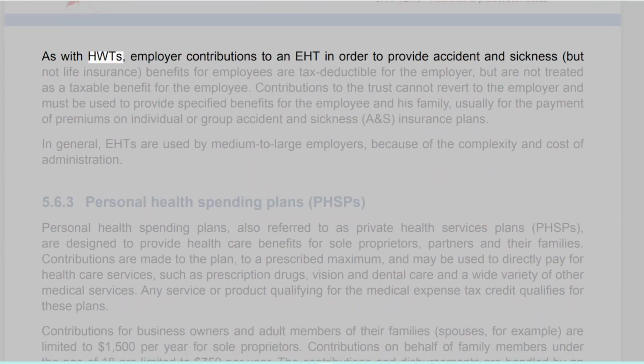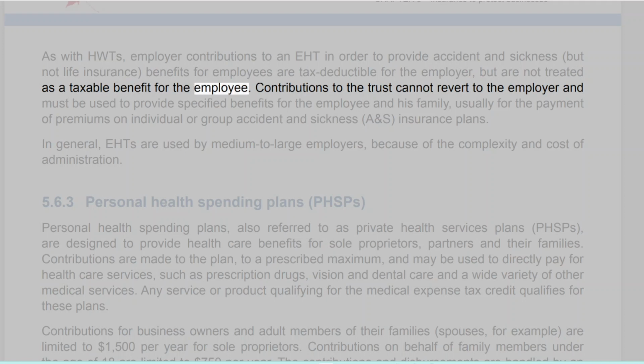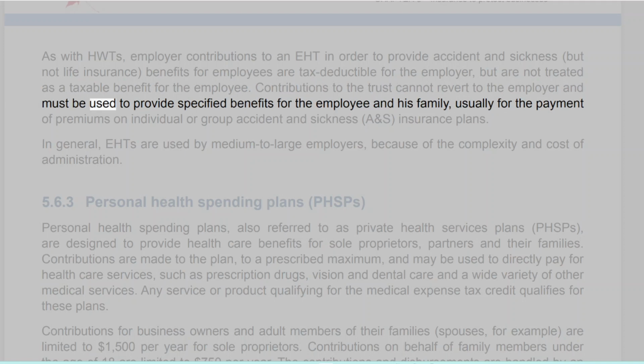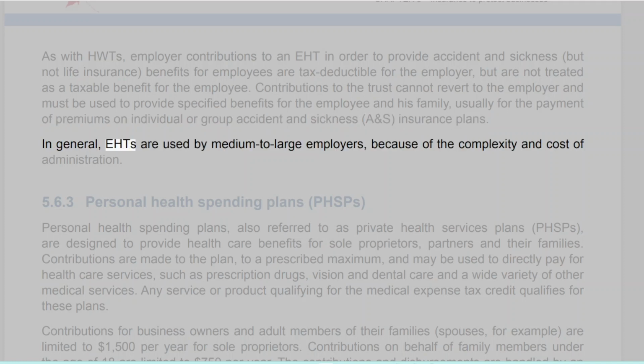As with HWTs, employer contributions to an EHT in order to provide accident and sickness, but not life insurance, benefits for employees are tax-deductible for the employer, but are not treated as a taxable benefit for the employee. Contributions to the trust cannot revert to the employer, and must be used to provide specified benefits for the employee and his family, usually for the payment of premiums on individual or group accident and sickness (A&S) insurance plans. In general, EHTs are used by medium to large employers because of the complexity and cost of administration.